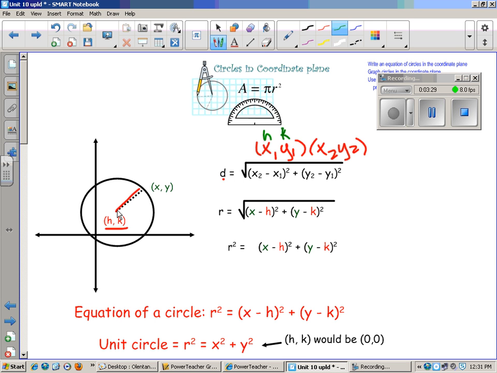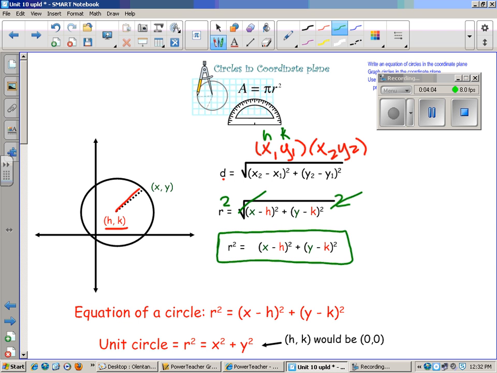Okay? All right. Then to make it easier to use, I'm going to square both sides and get rid of this big square root, because square roots are a pain in the neck. The opposite of a square root is squaring. So by squaring that side, I get rid of the square root. So I get r squared equals x minus h squared plus y minus k squared. Okay? And that is the equation of a circle.